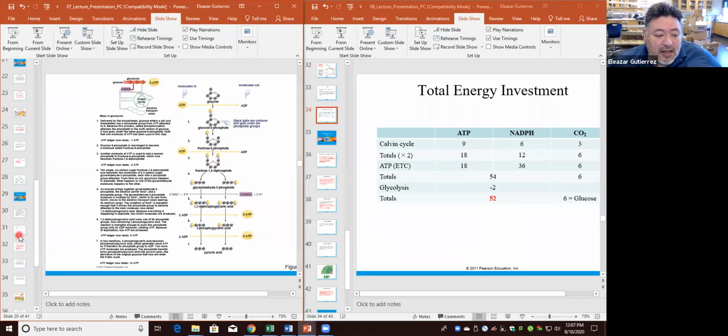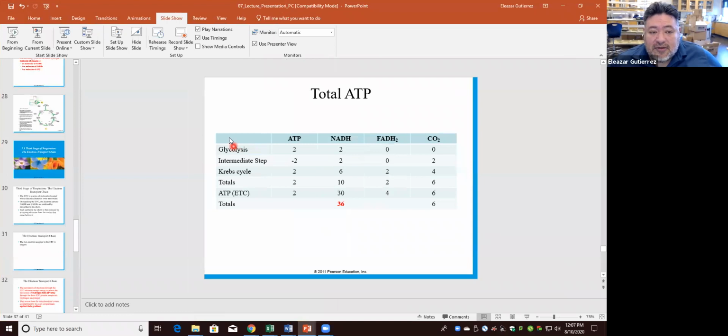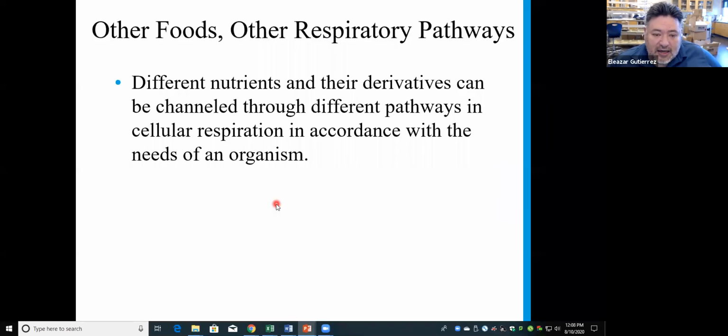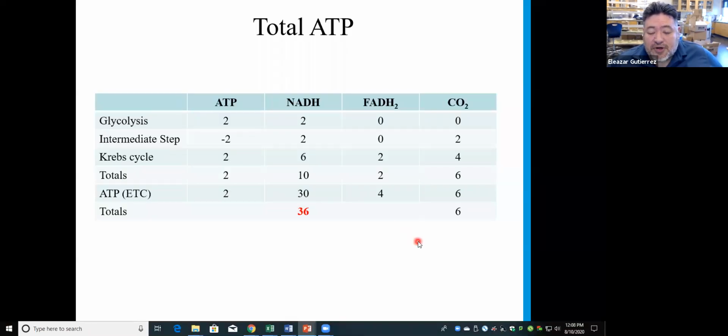Here's last week, and I made a little thing for you guys that looked like this. Remember this? I said glycolysis is 2 and a 2 and a 0 and a 0. Intermediate step minus 2, 2. Remember this garbage? Krebs cycle. And then we added them all up, and then we multiplied by 3 for NADH. We multiplied by 2 for FADH. And then we added all the ATP. And we finally figured out that was exciting. We figured out that per sugar, we are making 36 ATP per sugar.